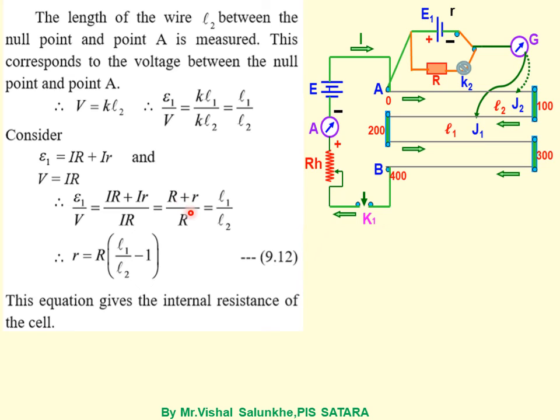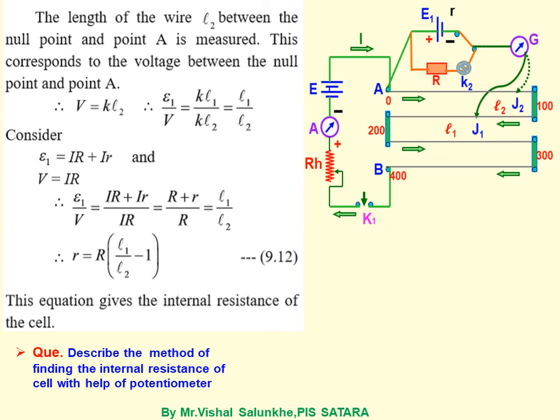So I will take the 1 to the RHS, so it will come as minus 1, and then multiply by R, so it will be r is equal to R into the bracket L1 upon L2 minus 1. Students, you can take one further step: r is equal to capital R into L1 minus L2 upon L2. So from this equation we can find small r, that is the internal resistance of the cell. I hope you understood this.